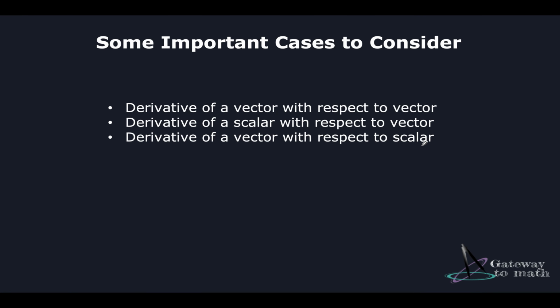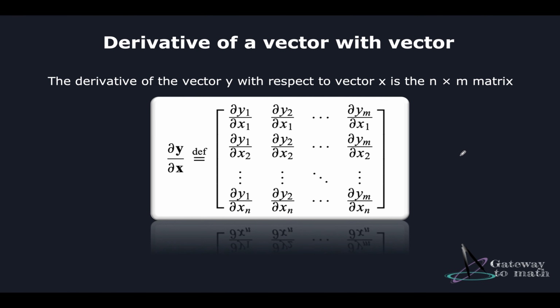Coming back to our discussion from the first slide, we have seen we have three cases to consider for vector differentiation. First one being derivative of a vector with respect to a vector, derivative of a scalar with respect to a vector, and derivative of a vector with respect to a scalar. Let us start by understanding the first case, that is finding the derivative of a vector with respect to another vector. Here we have del bold y upon del bold x, and we need to find the derivative of vector y with respect to vector x.